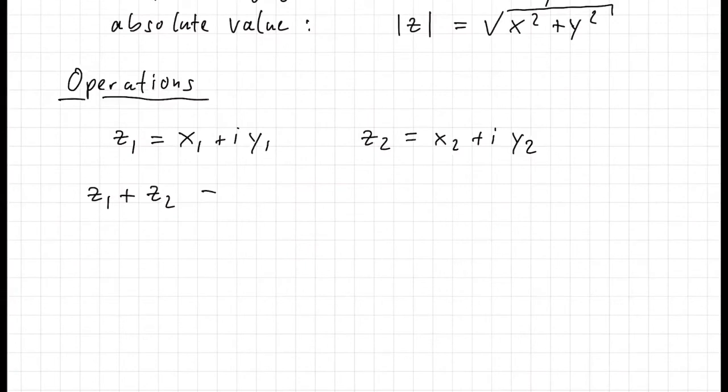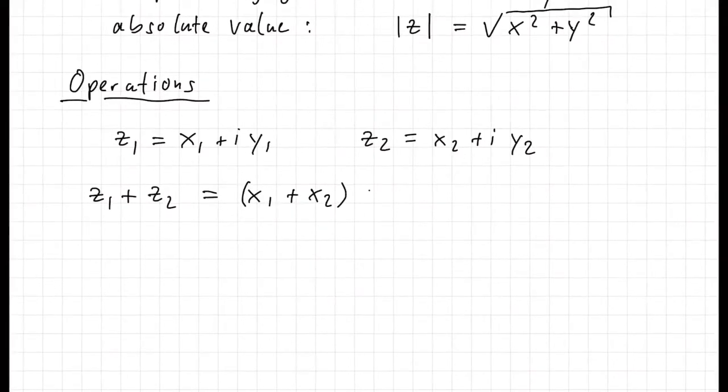What we see here is that there are two terms without an i, so that is x1 plus x2. And then there are two terms with y1 and y2 next to the i. We collect those and we then have i times (y1 plus y2). So that is easy. Now we can also define multiplication of complex numbers.